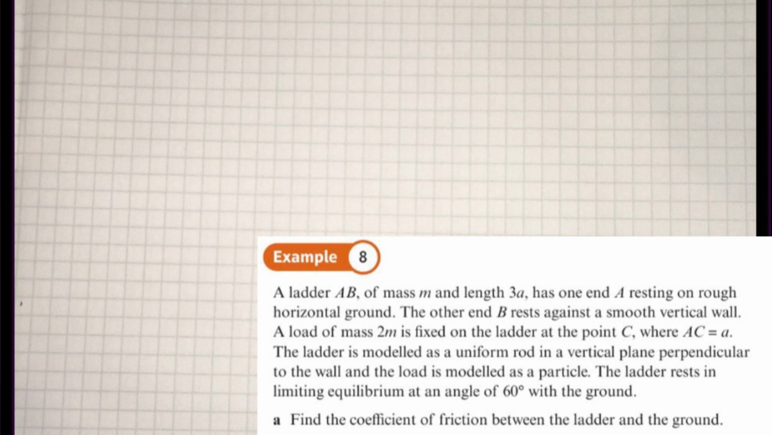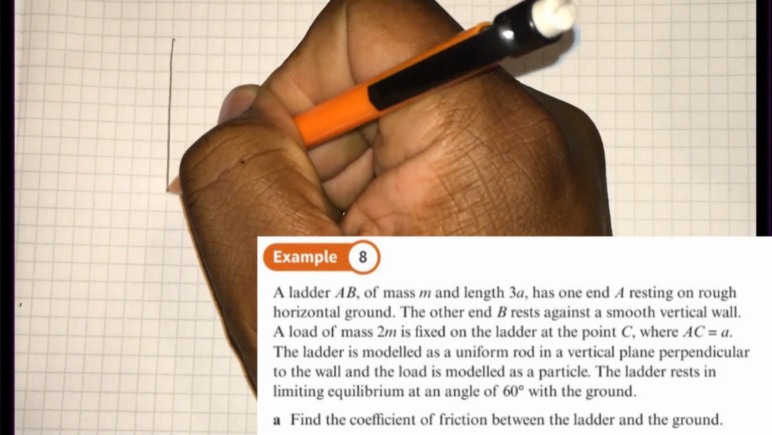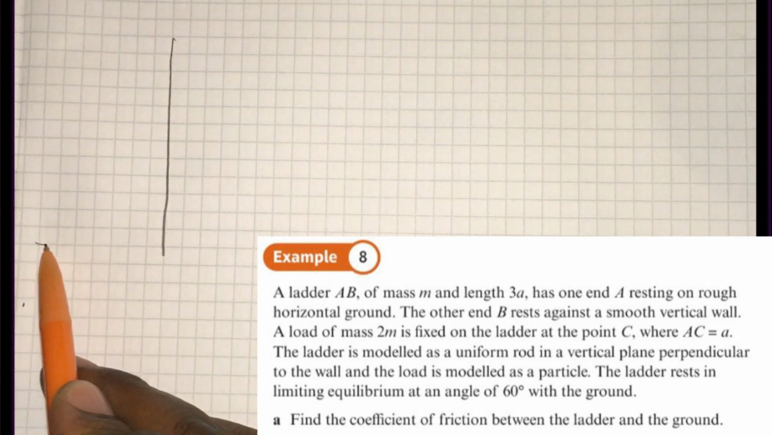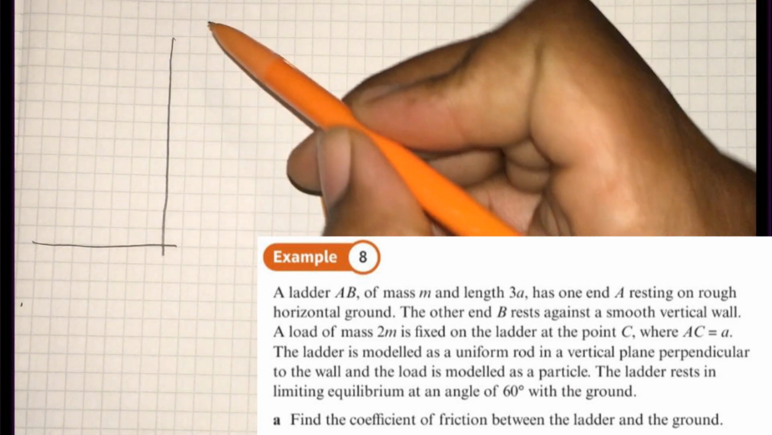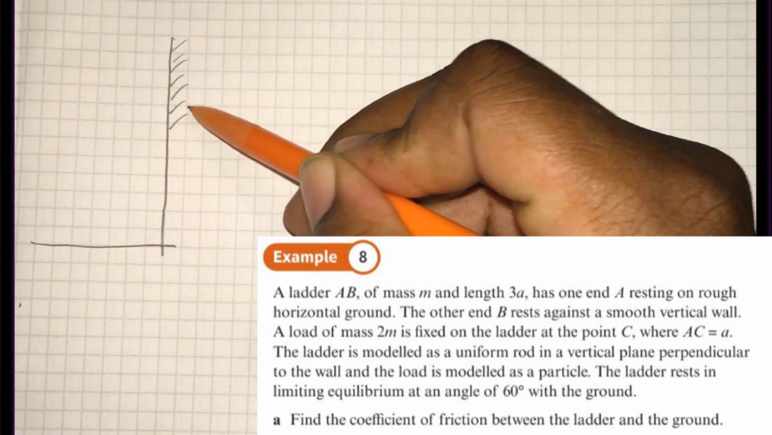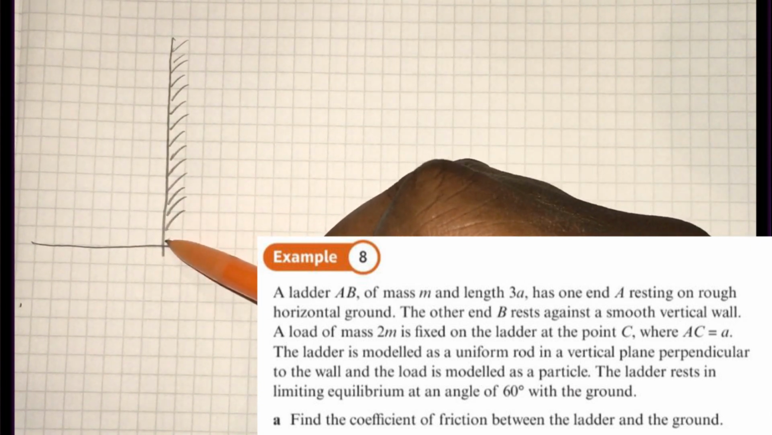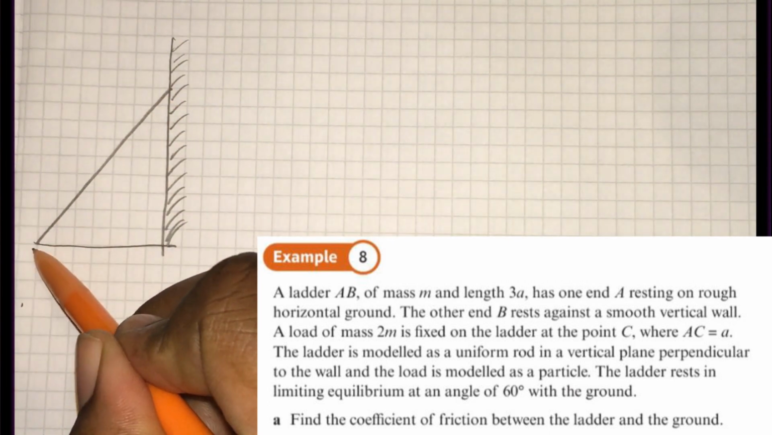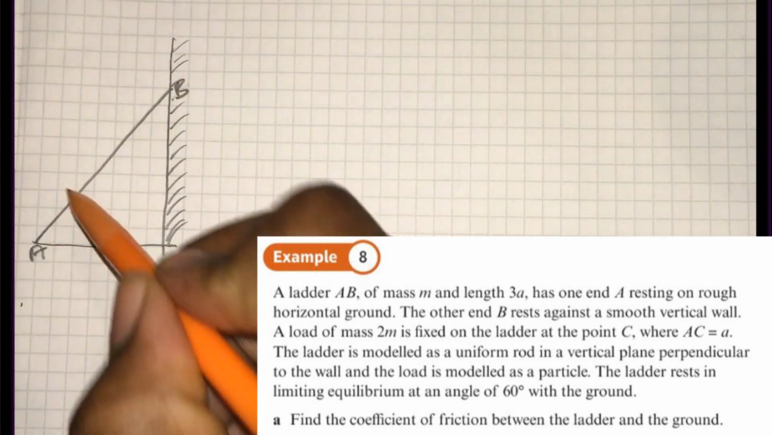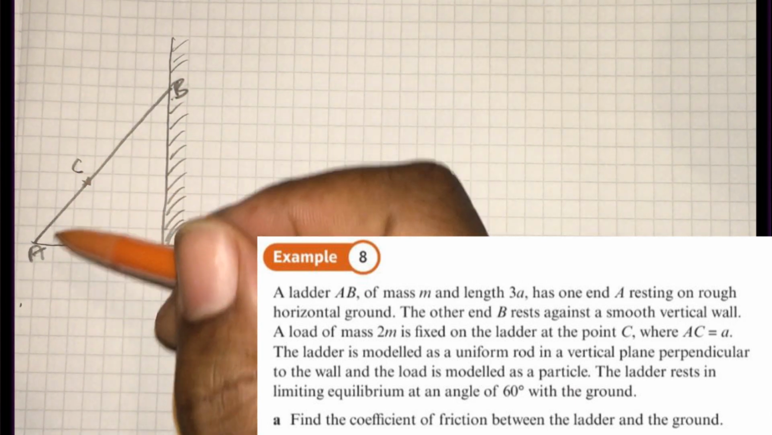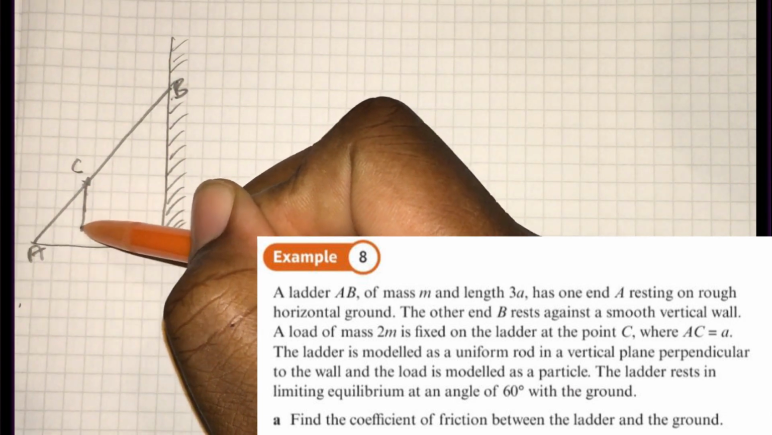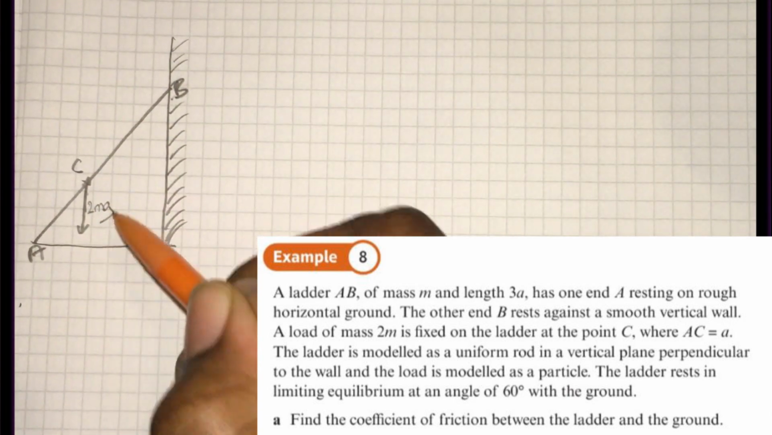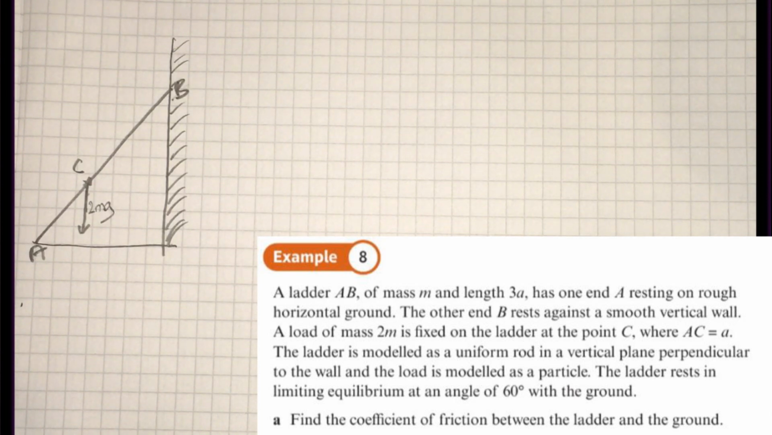Okay, so in this example, we can see that we're working with a ladder that's resting against a wall. So first I'll just sketch the wall and the ground. I was told that it was rough horizontal ground and it was a smooth vertical wall. So we're told a load of mass 2m is fixed on the ladder at point C. So here I'll indicate C, and that's 2m for the mass, so 2mg for the weight. The distance from A to C is a, so I can label that on.